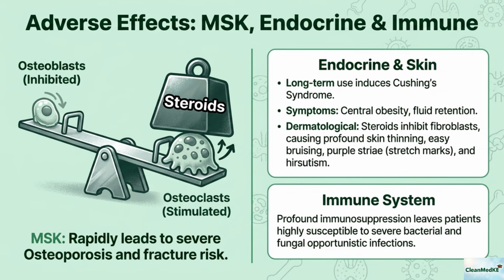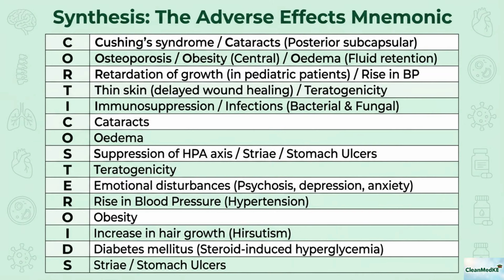Steroids are particularly hard on the bones. They inhibit bone-building cells while stimulating bone-breaking cells, leading to severe osteoporosis. Long-term use can induce Cushing's syndrome, characterized by central obesity and purple stretch marks, striae. Finally, the profound immunosuppression leaves patients highly susceptible to opportunistic infections. To help you remember all these side effects for your exams or clinical practice, use the mnemonic Corticosteroids. It covers everything from Cushing's and osteoporosis to immunosuppression and stomach ulcers.